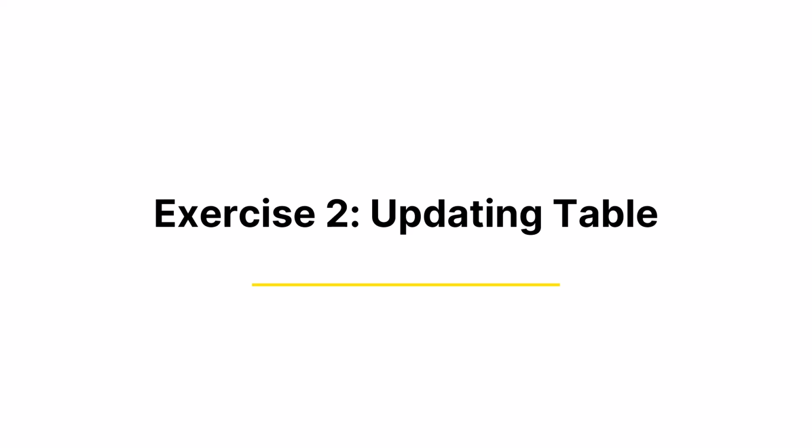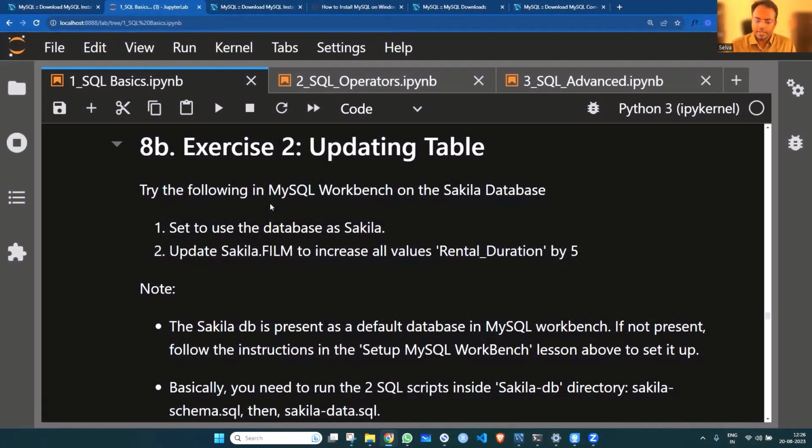Set the database as Sakila in this. Make sure you are doing this in MySQL Workbench. We will repeat the same set of activities that we just saw in Jupyter Notebook in MySQL Workbench after this. Now, inside MySQL Workbench, set to use the database as Sakila and update the table called film inside the Sakila database to increase all the values of rental duration by 5 units. There's a column called rental duration.